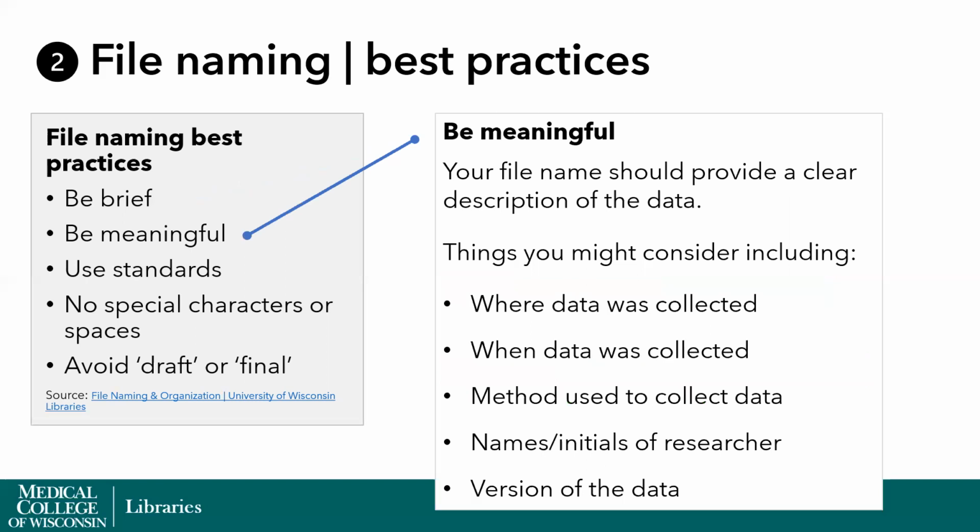And when you're picking out that information, you need to be meaningful and provide a clear description of the data. Some things you might consider using that are meaningful are where the data was collected, for instance, which lab or machine you used to generate the data, the date the data was collected, and the method you used to collect it. So for instance, was this data coming from a survey or an interview? You might want to consider including the names or initials of the researchers who created the data, and then the versions of the data. All of this information should be meaningful. When you look at a list of file names, you should understand what you should expect to find in those files.